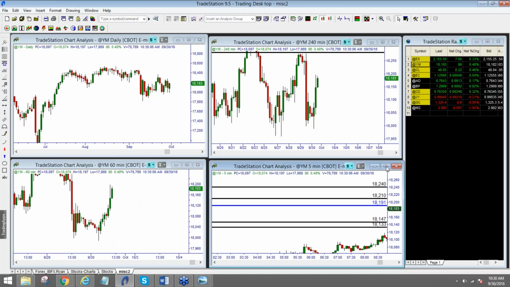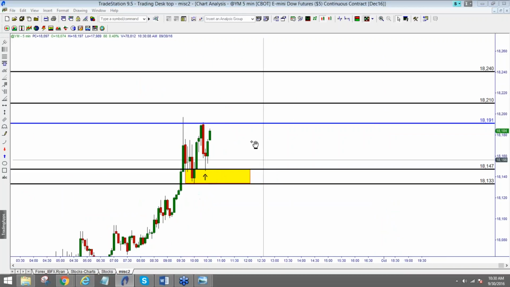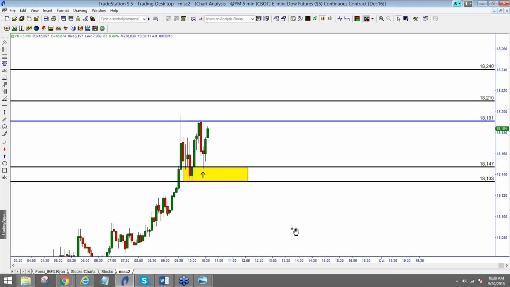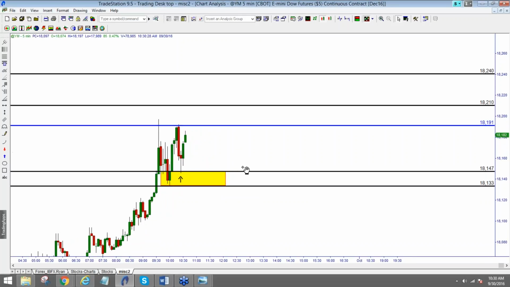Alrighty. Let's go back to there we go. If that hits that blue line, that's nice. 44 ticks makes for $220 if it hits that blue line, on a risk of $70. Not too shabby.